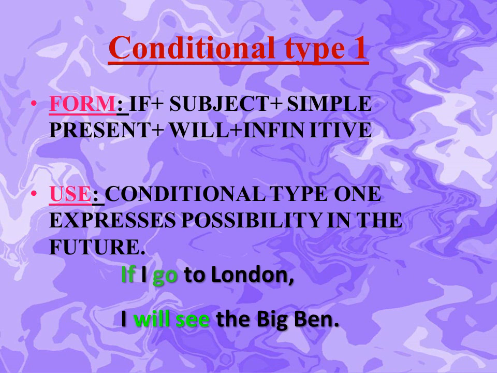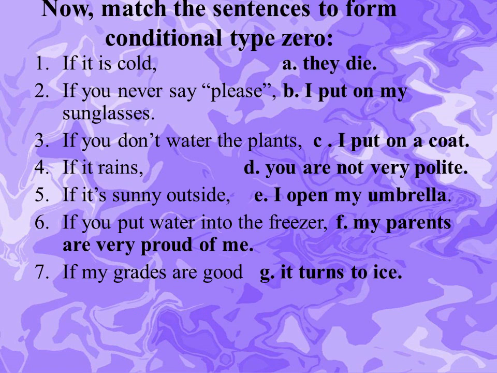So of course now you can make the difference between conditional type 0 and conditional type 1. Type 0 expresses general facts, scientific facts. Conditional type 1 expresses possibility in the future. Let's move to the practice. You have two exercises. The first exercise is matching. You are going to match sentences with the next half of the sentence to form conditional type 0.